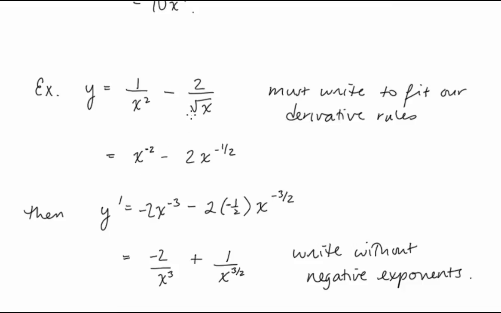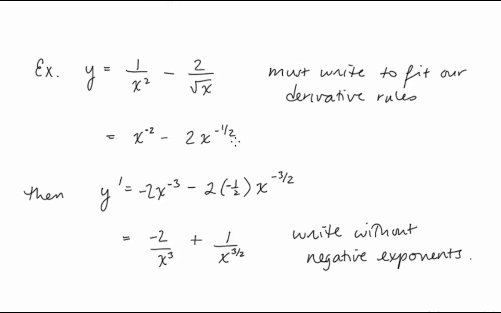Same thing's happening here. We have 2 over radical x, but there's not a rule for 2 over x to a power. The rule is x to a power. So we need to get this written as 2 times x to the negative 1/2, then we can use our power rule. So once we have it rewritten this way, then we write y prime is equal to, and then we take our derivative. The negative 2 comes down here, so we have negative 2x to the negative 3. Here we have 2, constant multiple, times negative 1/2, x to the negative 3/2.